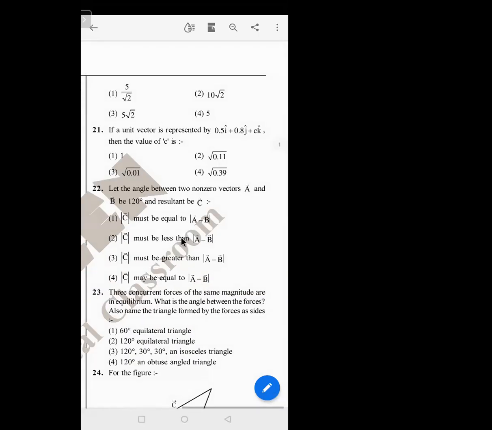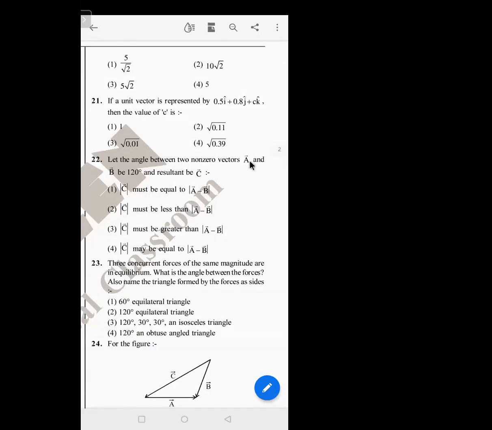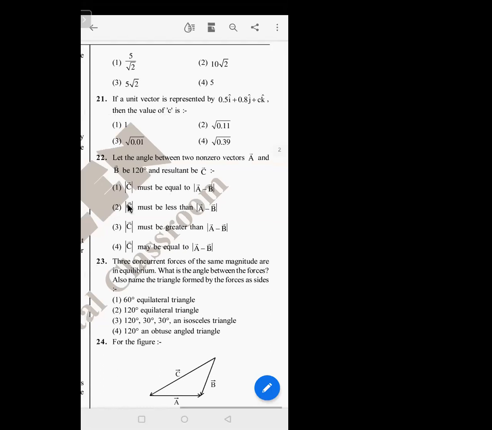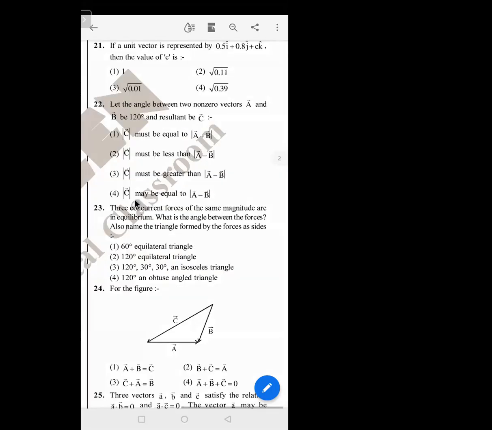Question number 22. Let the angle between two non-zero vectors a bar and b bar be 120 degrees. Then the resultant c bar must be equal to how much? How many of you have done this question, beta? Angle between two non-zero vectors a bar and b bar is how much? 120 degrees. That means the resultant must always be lesser than the magnitude of a bar minus b bar, because it is in the second quadrant, negative. It cannot be equal. So obviously for the 22nd direct theory question, the second option must be the answer.